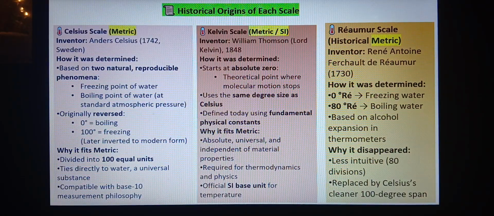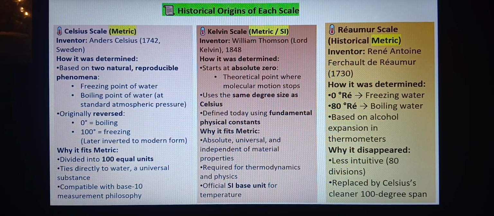If we look at the historical origins of each scale, we will now be looking at 3 of them on the metric system. The Celsius scale. The inventor was Anders Celsius from 1742 from Sweden. How was it determined? Based on 2 natural reproducible phenomena, the freezing point of water or the boiling point of water at standard atmospheric pressure.